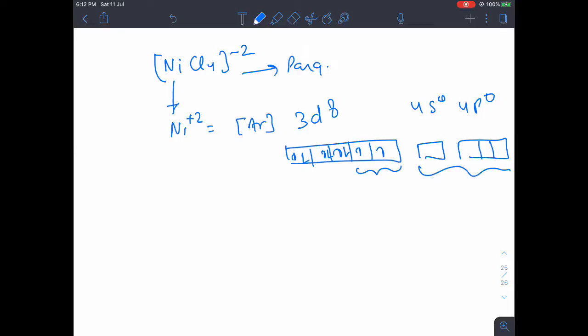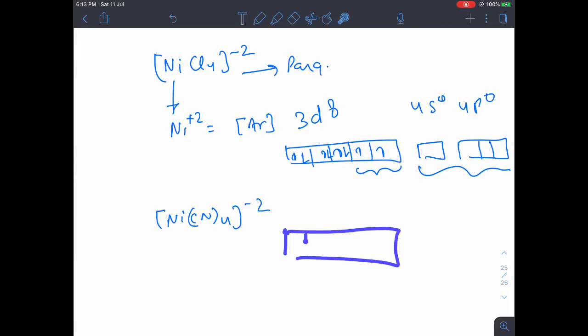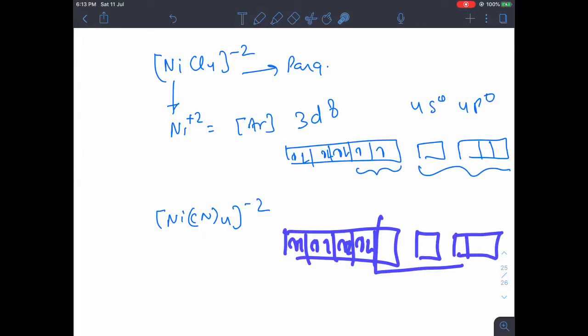Now if the same thing is nickel cyanide, Ni(CN)4 2-, then what will happen? The same nickel plus 2 has to be paired up. In this particular case, this will pair up and we will get an empty d orbital. We will get one empty d orbital, one s and 2p. So the whole hybridization will be dsp2. So this will be a diamagnetic thing.